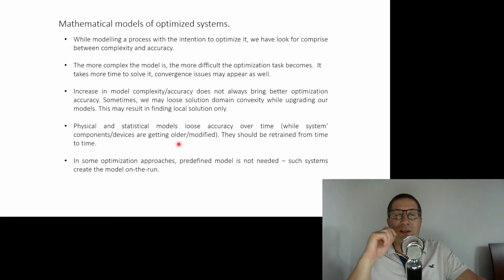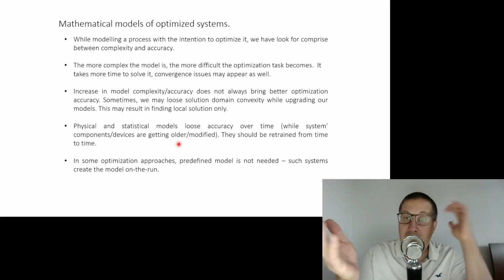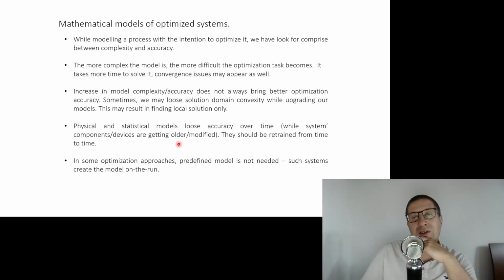Moreover, physical and statistical models, or a mixture of them, lose accuracy over time because devices are getting older, so there is device wear, the fuel is changing, the number of consumers of heat or gas is changing, so the environment is changing, and our models should adapt to those changes. I will talk about different adaptation methods. Models might be retrained from time to time, or they might even be identified on the fly.